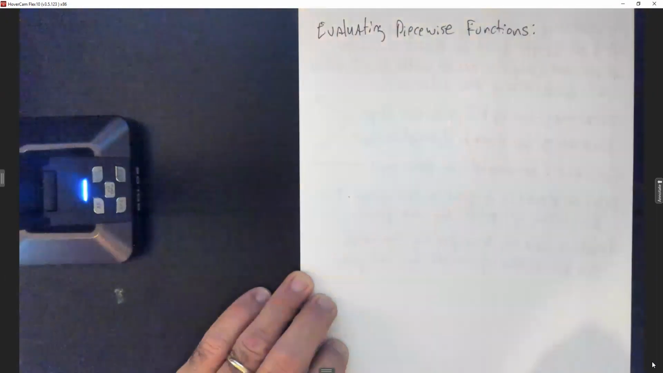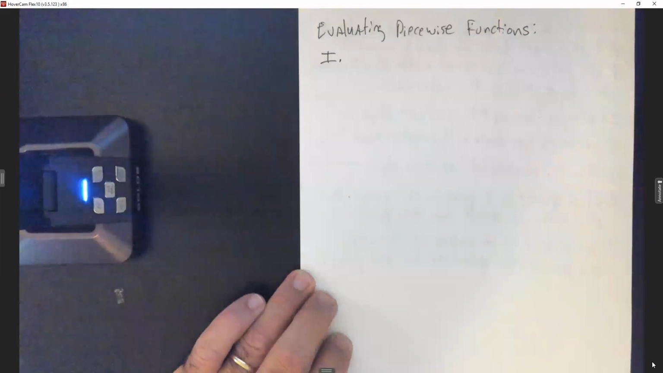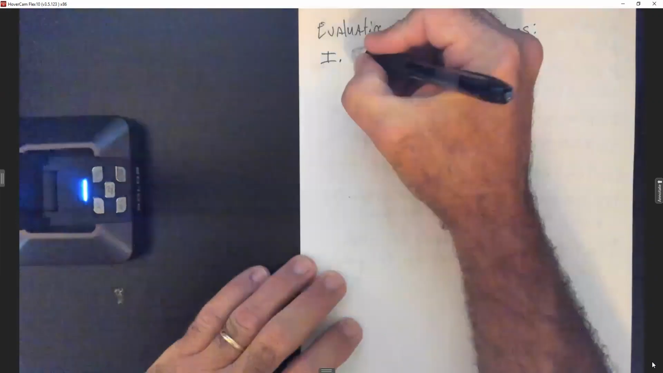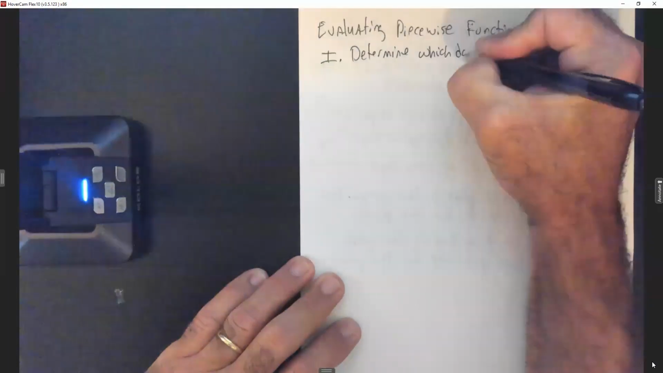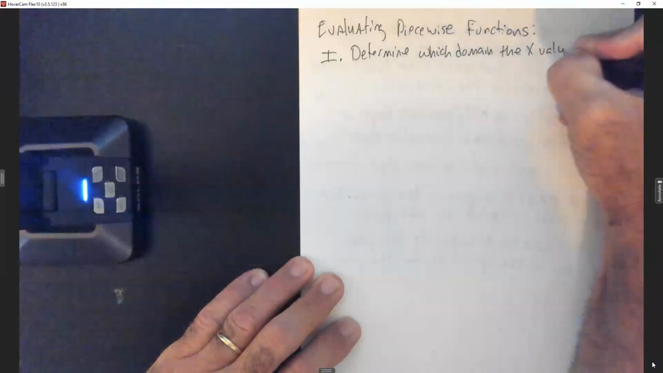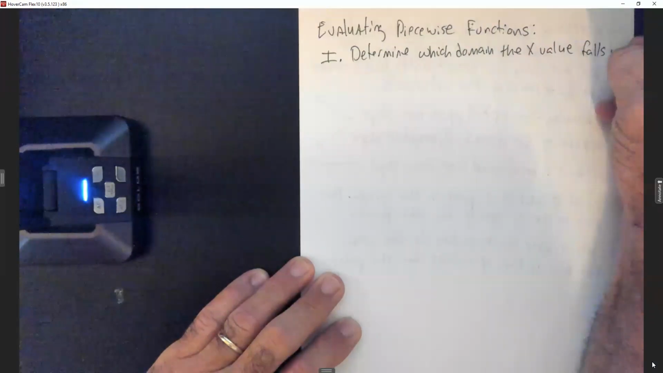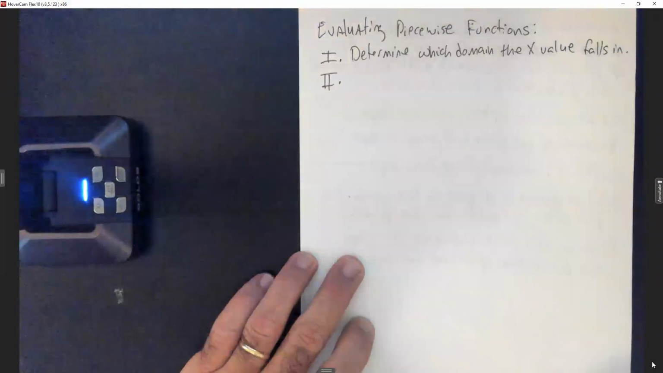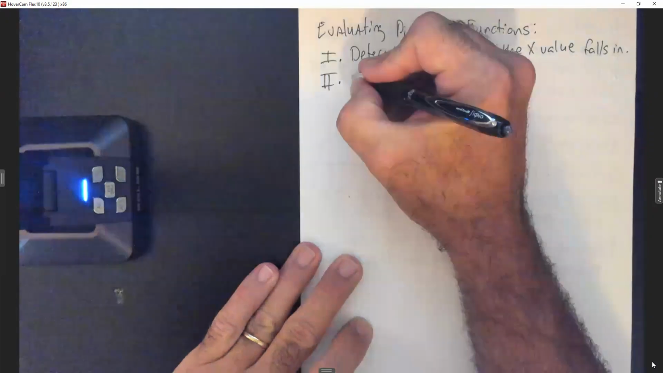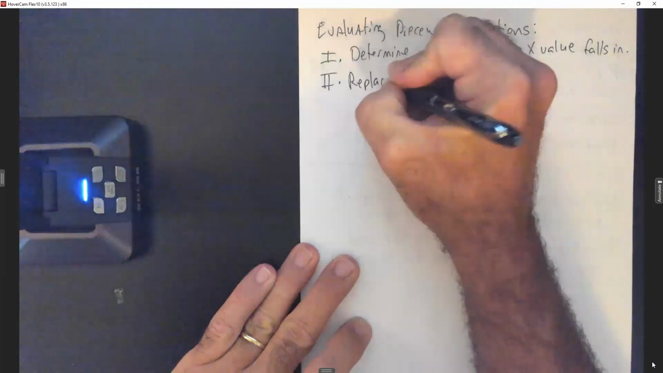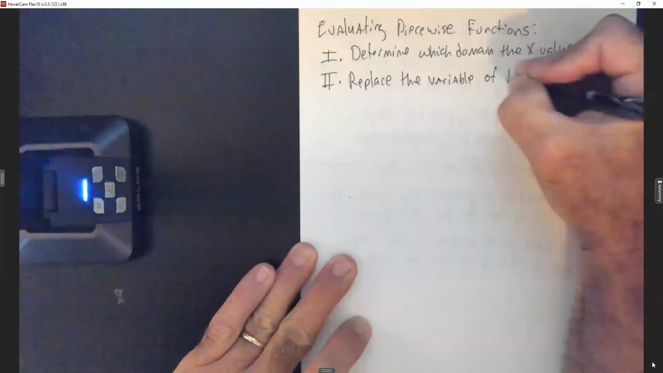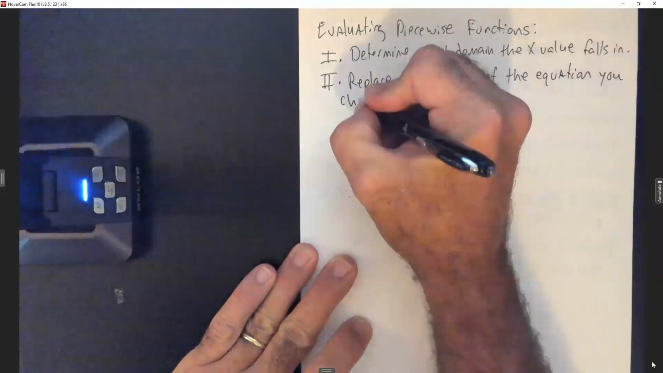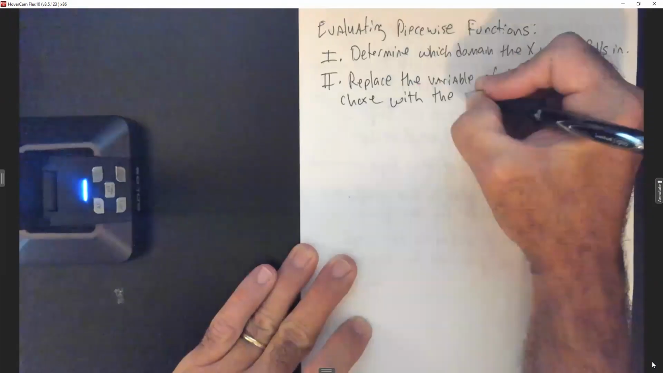So when I evaluate these, that's why we had to do the very first part where you had to pick those equations. It was getting you ready to do this here. So the first thing I got to do is determine which domain the x value falls in. Once I know which domain the x value falls in, I will then replace the variable of the equation you chose with the x value. Or how about the given x value?